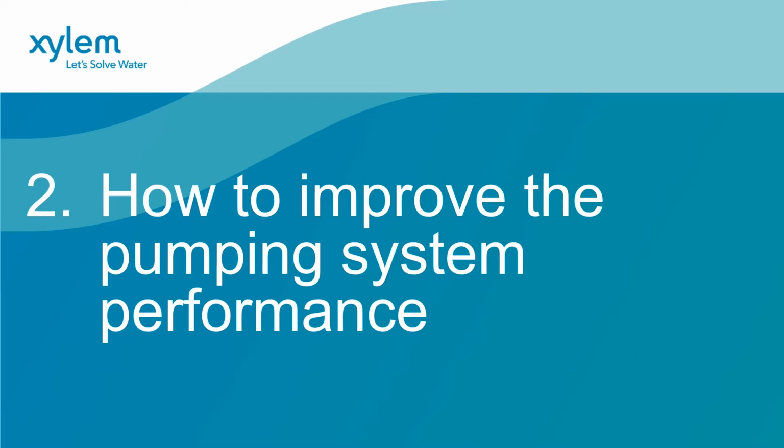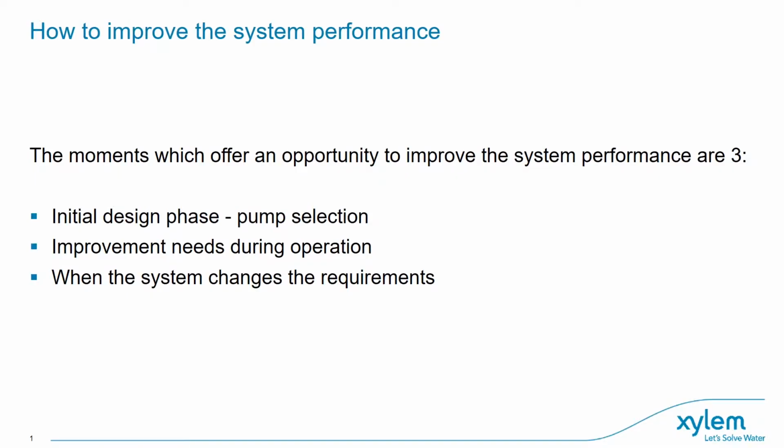So to improve the system performance, we need to look at the initial design stage, so the selection and operating of the correct pumps for the application, what the needs are during the operation of the pumps, and what system changes, what the characteristics of the system do, so that we can look at the pump requirements associated to the system characteristics.